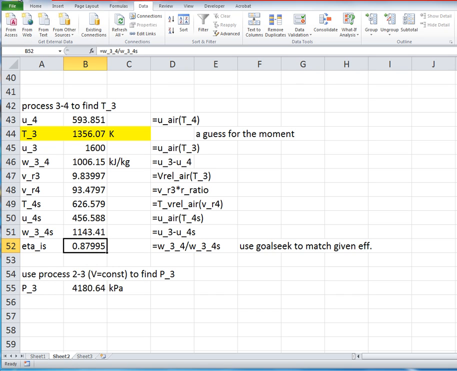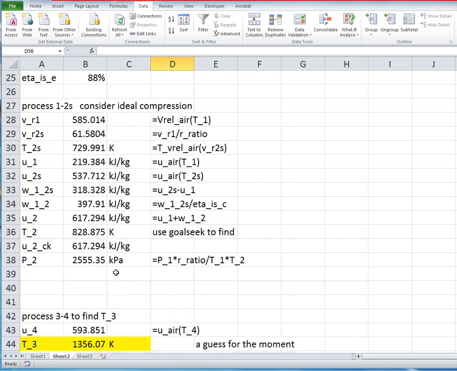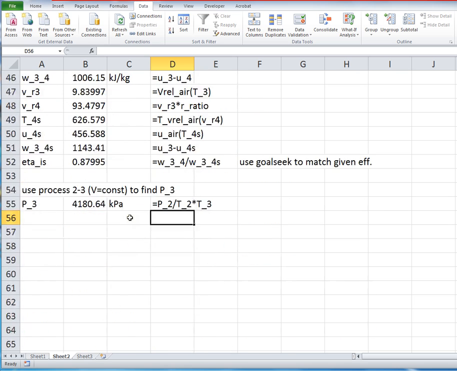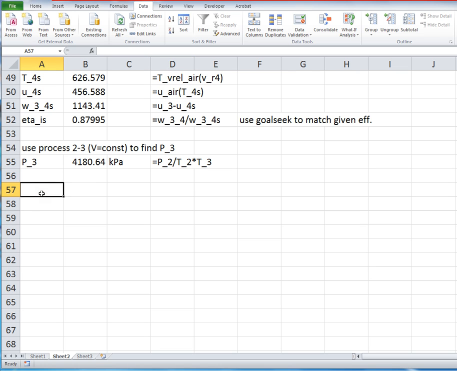Okay, so now we know all the temperatures in the cycle, and that's all we really need to know to solve everything. But they also ask us in this problem to find the pressure at state 3. And we can do that going back to the process 2 to 3 that was constant volume, and we can find the corresponding pressure. Here we have 4180 kilopascals. So the rest of the information that he's asked for here is pretty straightforward. What's the amount of heat transferred in, and what's the thermal efficiency? Let's see if we can't throw that stuff down pretty quickly.